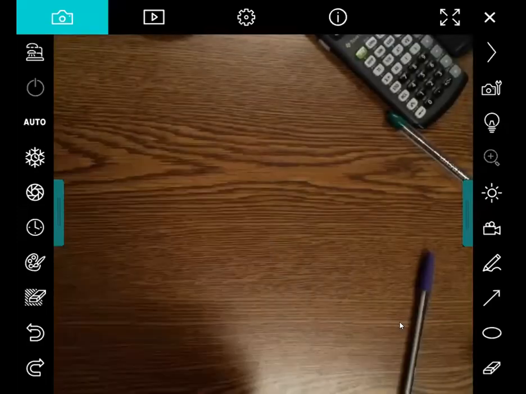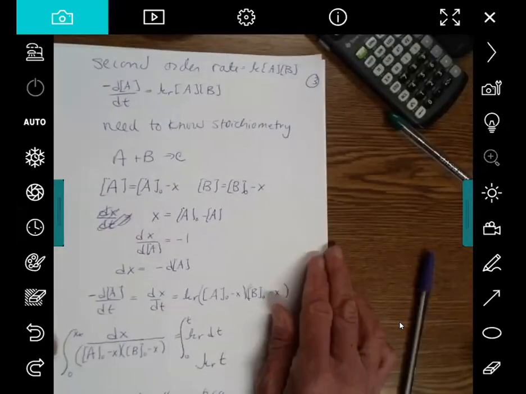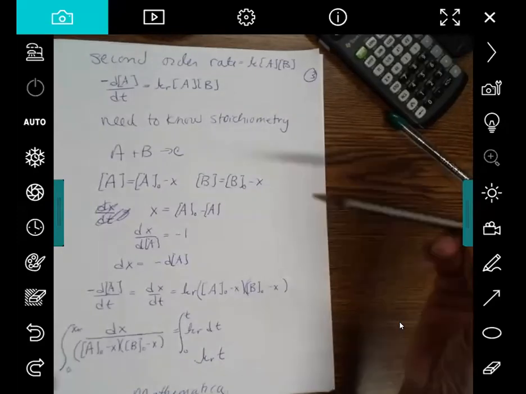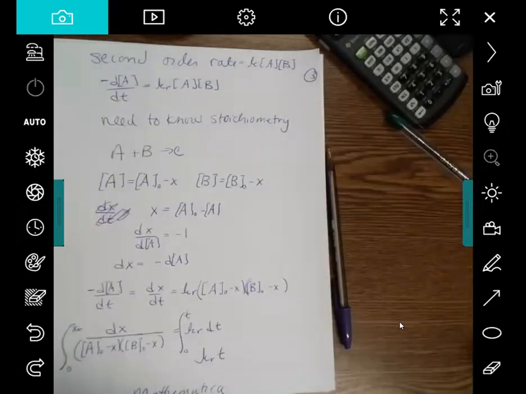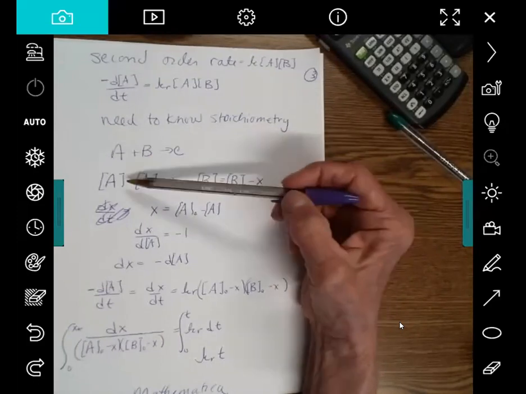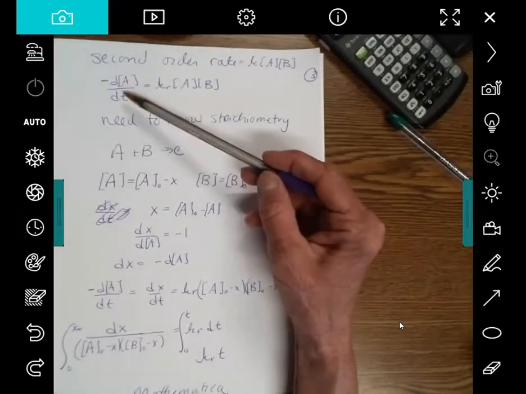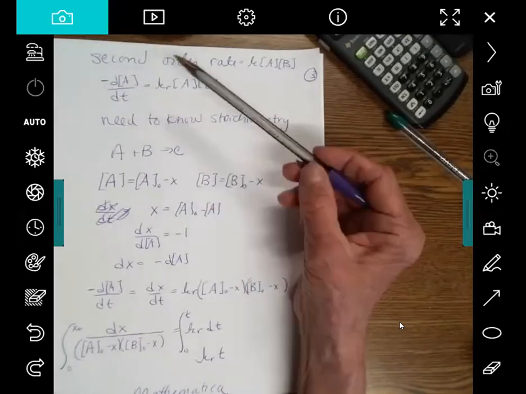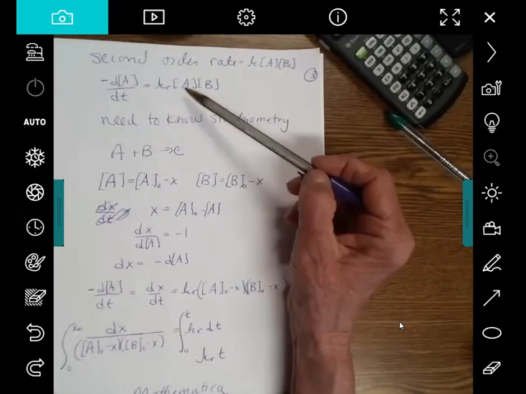Second order, when it's not with respect to the same species, you need to know about the stoichiometry, because as we set this up, we'll see immediately why we're going to have a problem. So if the stoichiometry is 1 to 1, then we set up our rate law. The concentration of A changes with time. It's negative because it's a reactant. And if it's second order like this, it'll be kr times A times B.